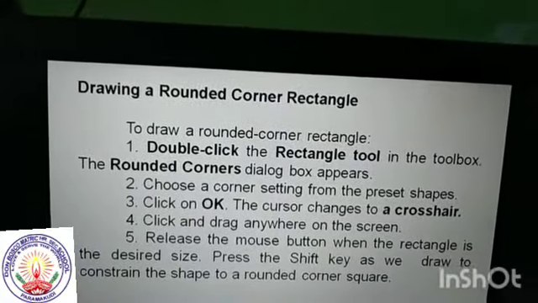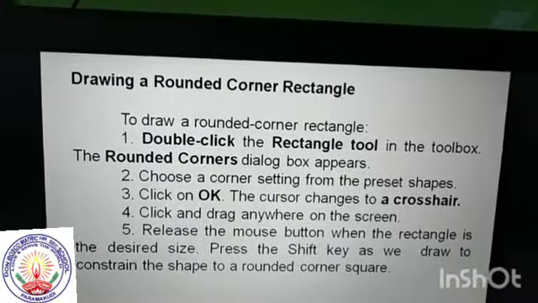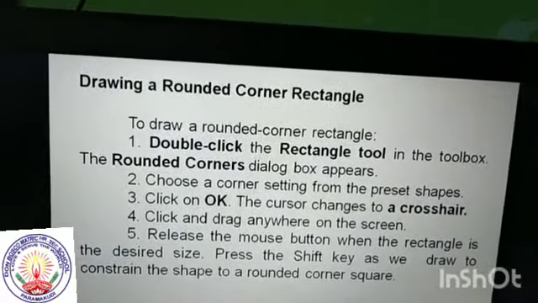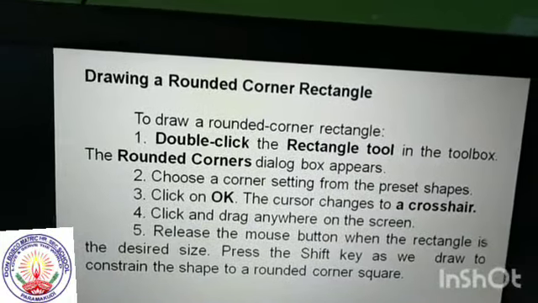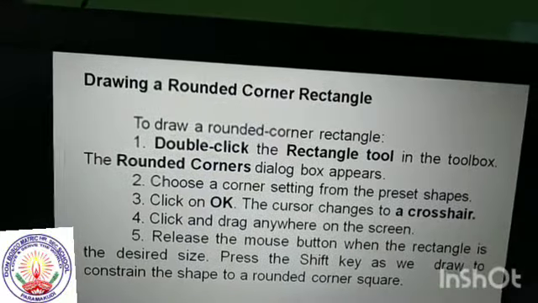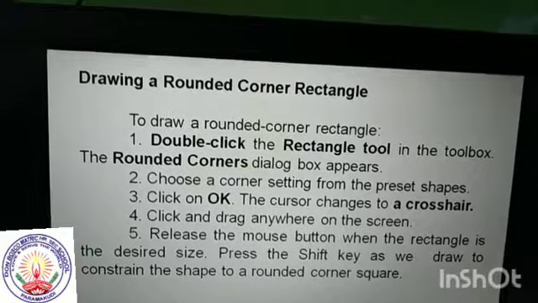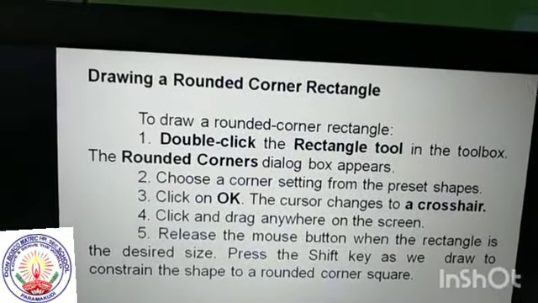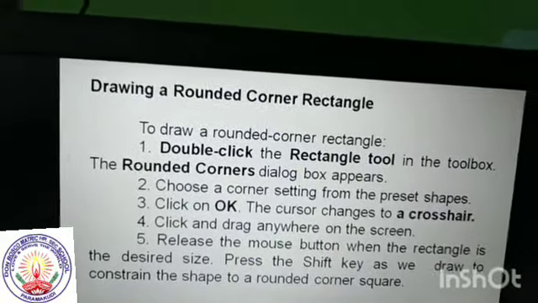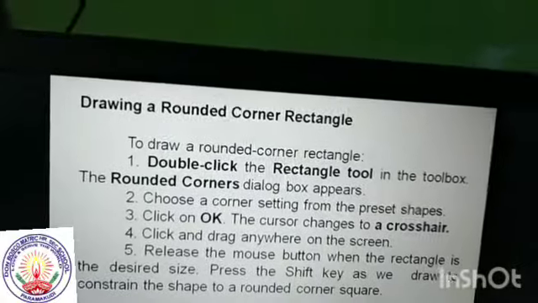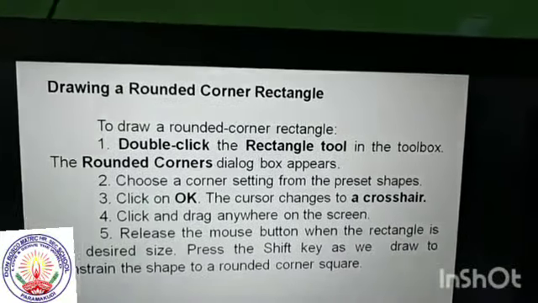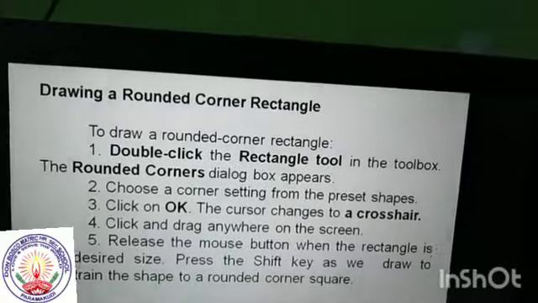And the rounded rectangle. If you want to make a rounded rectangle, where you want to bend the corners of the rectangle, you have to double click on the rectangle tool in the toolbox. The rounded corner dialog box appears. At that time click OK.